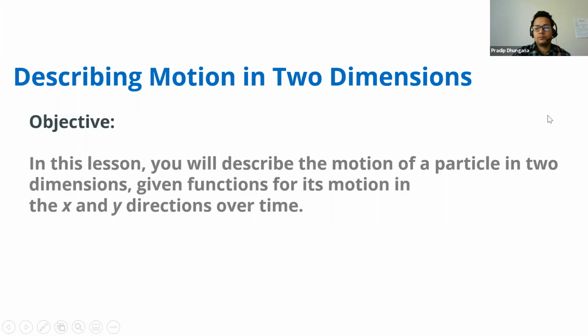So now we'll start describing motion in 2 dimensions. Some of the concepts from this new lesson we have already covered, so this is similar to the previous lesson. The objective of this lesson is that you'll describe the motion of a particle in 2 dimensions, given a function for its motion in the x and y direction over time. So we'll have a function, we'll resolve the function in x as well as y direction over time. So that is the goal of this lesson.